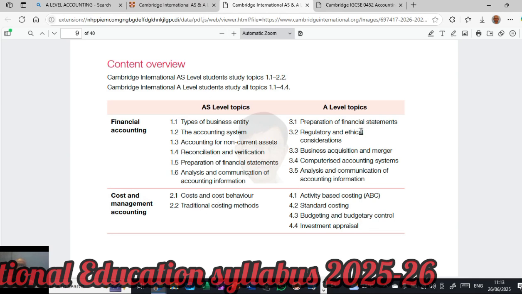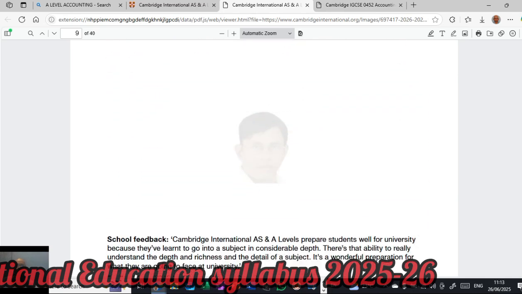A-level topics: preparation of financial statements, regulatory and ethical considerations, business acquisition and merger, computer accounting systems, analysis and communication of accounting information, activity-based costing, standard costing, budgeting and budgetary control, investment appraisal. So these are the things. So let us go in detail.